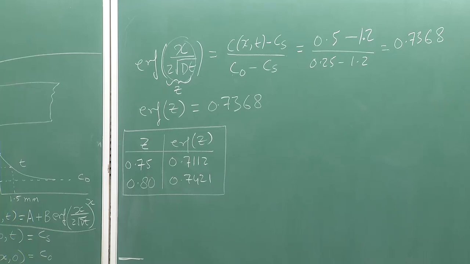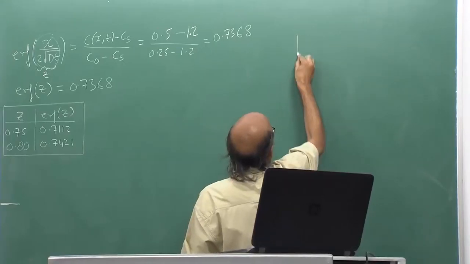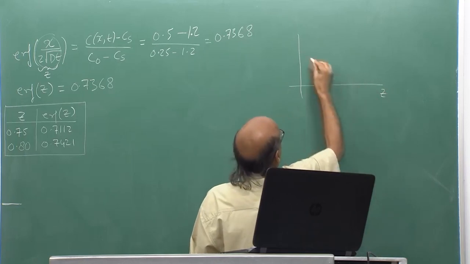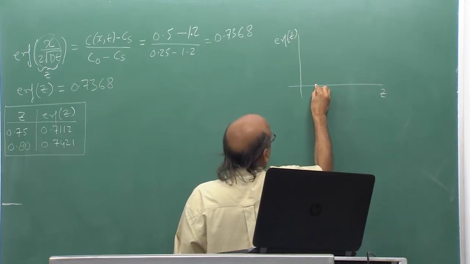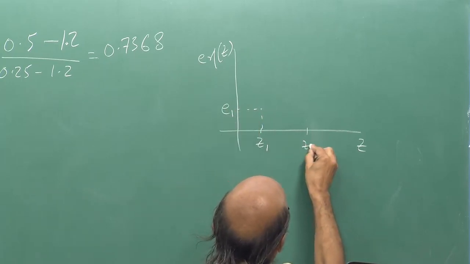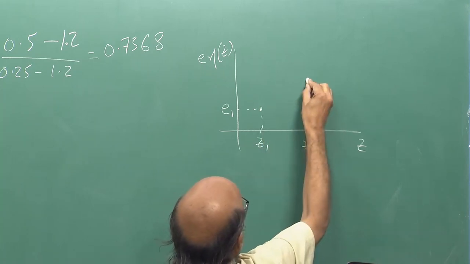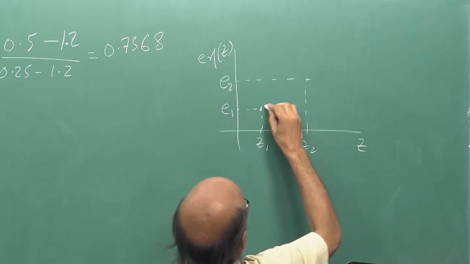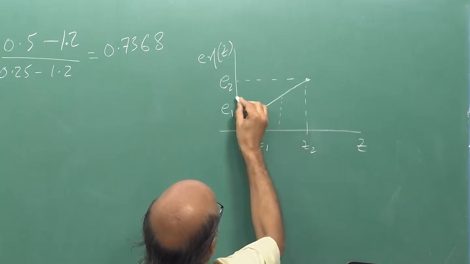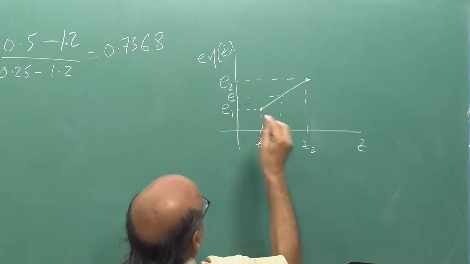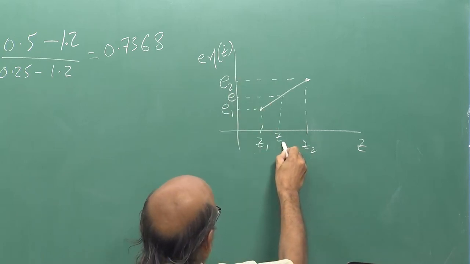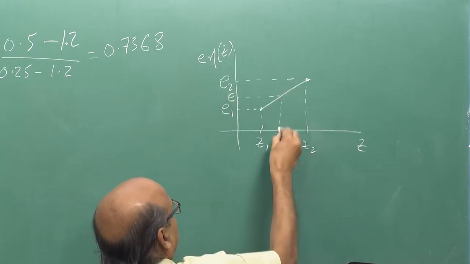How to do this linear interpolation? Let me do a little exercise. Let me take these two values of z and error function of z. Let me say this is z and this is error function of z. For z1, I have the error function value, let me call it e1. For z2, I have an error function value, let me denote it as e2, and I join these two points with a straight line. Somewhere in between, I want to find an error function value, designated as e, for a given z. Knowing z1, z2, e1, e2, if I know z, from linear interpolation I should be able to get e. If I know e, from linear interpolation I should be able to get z.